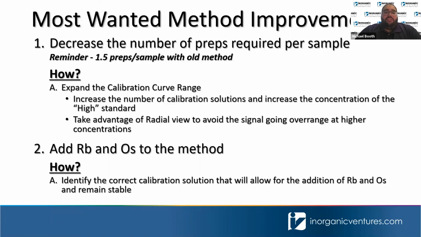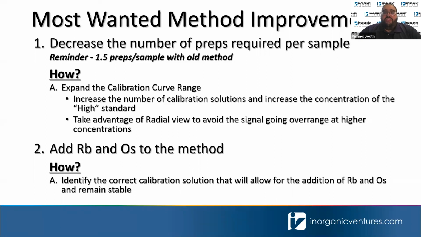So how are we going to do that? Our idea was to expand the calibration curve. So increase the number of calibration solutions and increase the concentration of the high standard. Our old high standard was 1 ppm, which you saw in the previous examples meant that we had to do a lot of dilutions to dilute down to that amount.